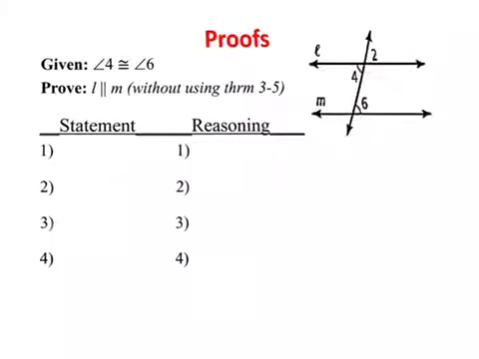All right, here we are given that angle 4 is congruent to angle 6. We want to prove that L is parallel to M without using theorem 3.5. So first step, we're going to state the given. So angle 4 is congruent to angle 6 by the given.